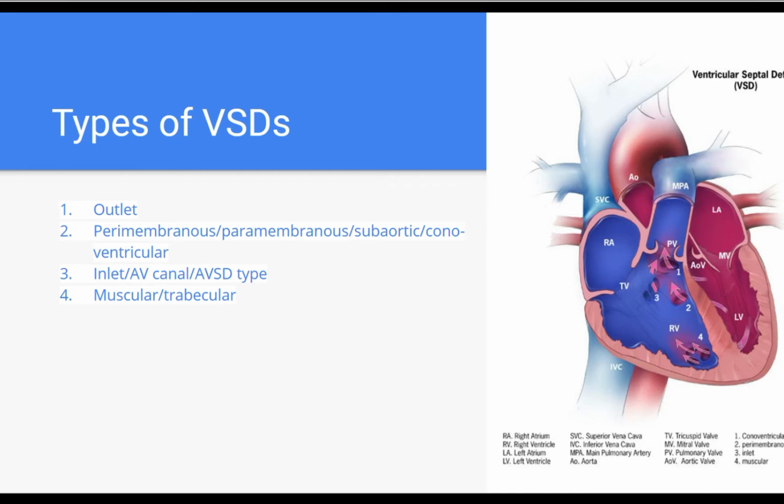The third type is the inlet or atrioventricular canal type of VSD, and that's a VSD associated with atrioventricular canal defect. The VSD is located underneath the tricuspid and mitral valves. The fourth one is the muscular or trabecular, and this is an opening in the muscular portion of the lower section of the ventricular septum. This is the most common type of VSD. A large number of these muscular ventricular septal defects close spontaneously and do not require surgery.